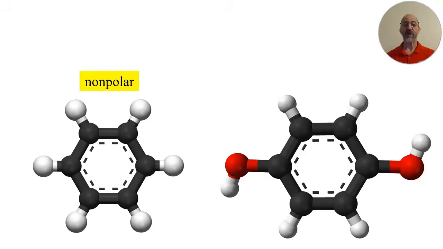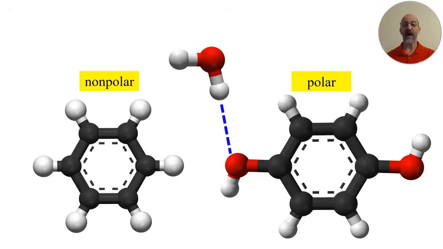So there's compound 1, very symmetrical and nonpolar, and now maybe you can see a better representation of compound 2. Compound 2 is polar, and here is a water molecule. Not only is compound 2 polar, it can form a hydrogen bonding attraction with a nearby water molecule.